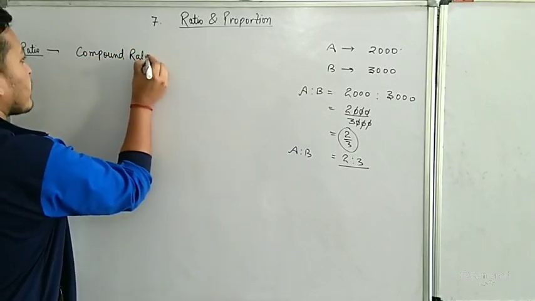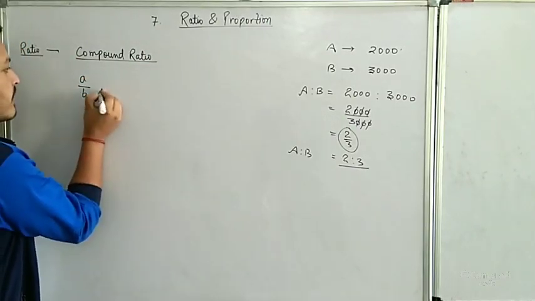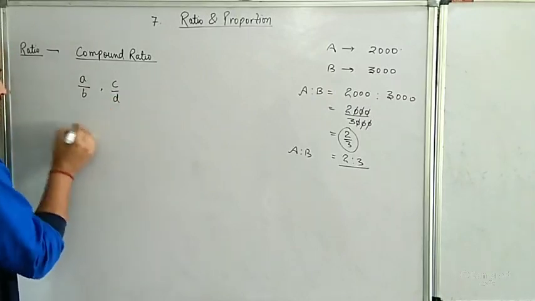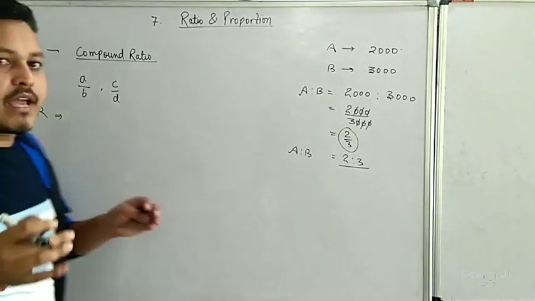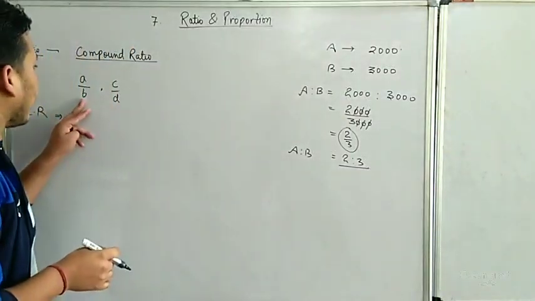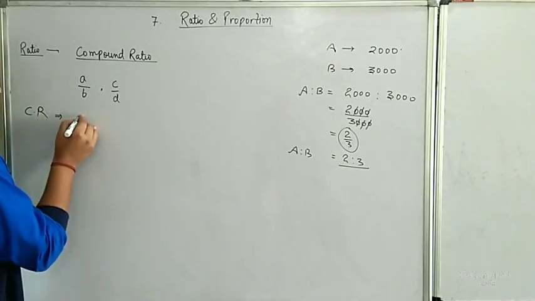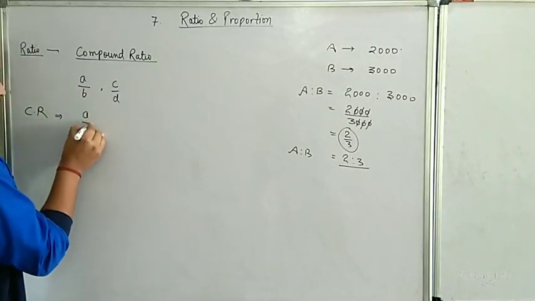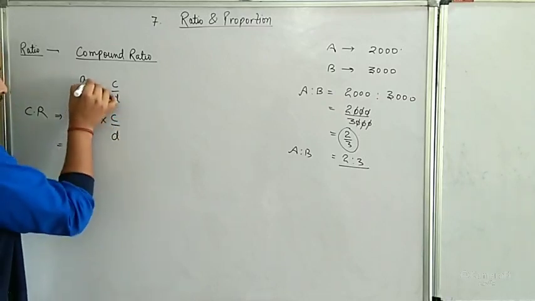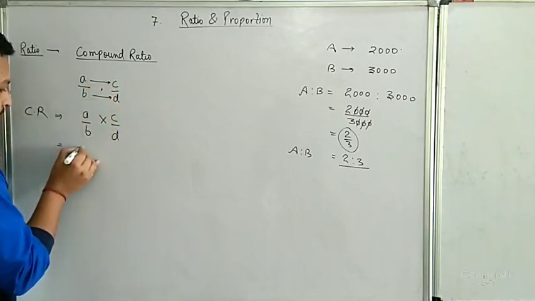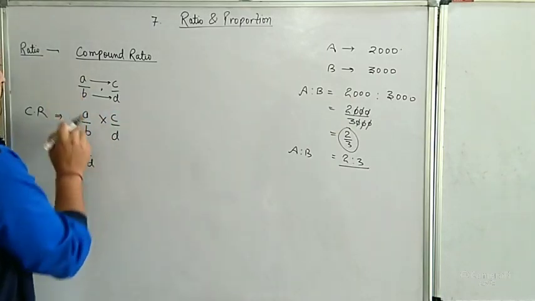Compound ratio. Compound ratio means when you are given two ratios, A upon B and C upon D, and the question is to find the compound ratio. Compound means we have to combine both ratios, A and B and C and D, to each other. So we write A upon B multiplied by C upon D, meaning numerator multiplied with numerator, denominator multiplied with denominator. So AC upon BD is the compounded form of A upon B and C upon D.